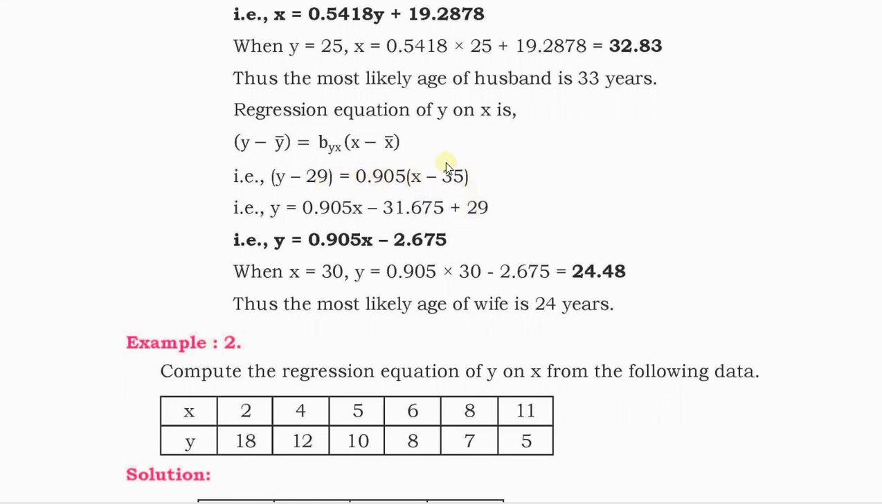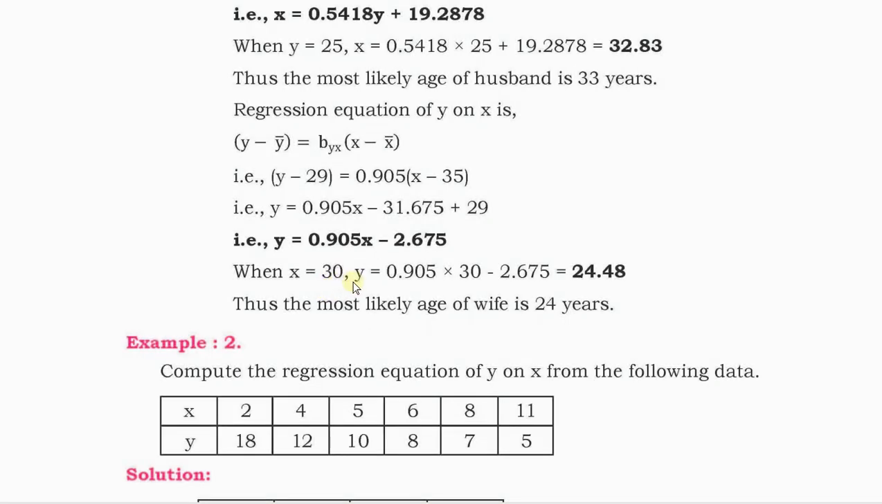Similarly, taking away the brackets and multiplying this 0.905 with x and 35 and taking the 29 this side, we have y is equal to 0.905x minus 31.675 plus 29. So that is y is equal to 0.905x minus 2.675. Now, in the question, they had asked to estimate the value of y for a given x value. So the given value here is 30.